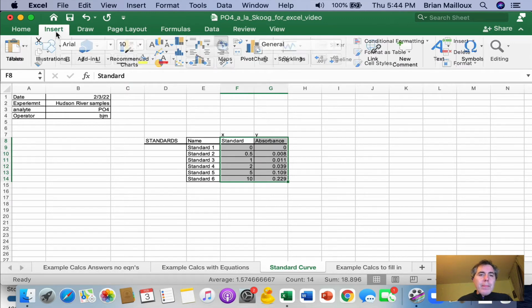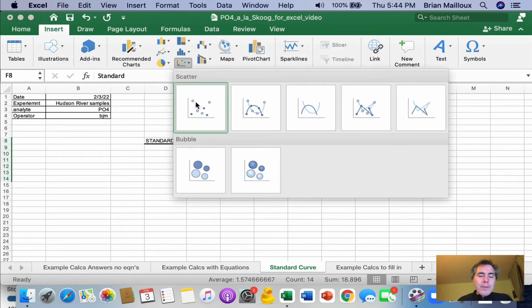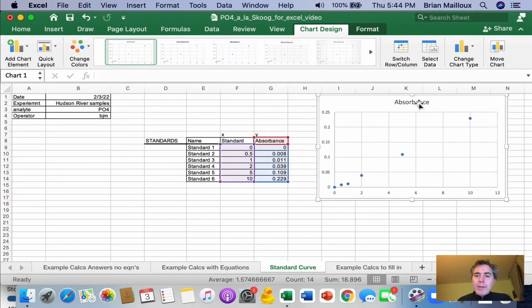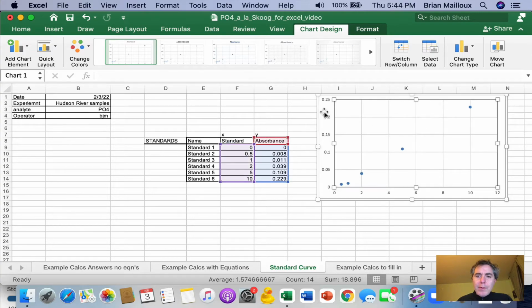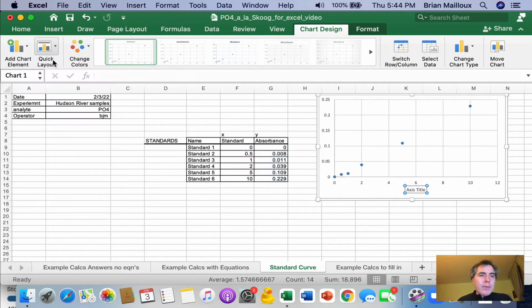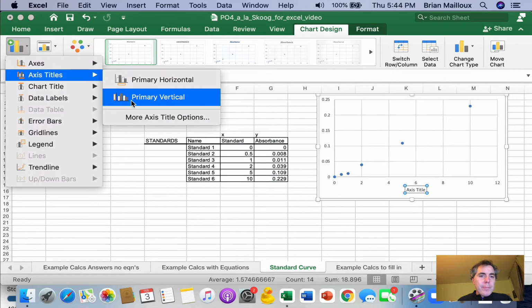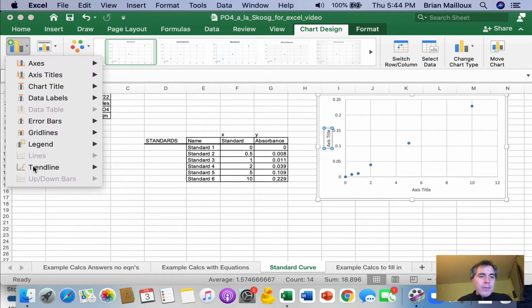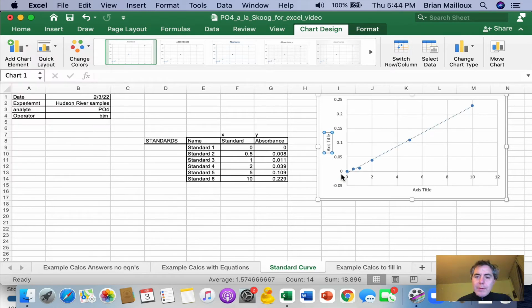So we're going to go to insert, and I'm going to insert a scatter. That's a nice standard curve. But now let's make that look like a nice graph. I'm going to get rid of the title. You should all know this by heart now. So let's go to our chart elements, axis title, primary horizontal, axis title, primary vertical. We're also going to add a trend line, a linear trend line.